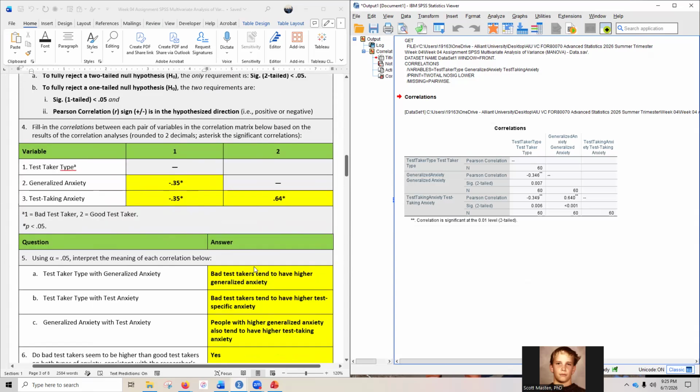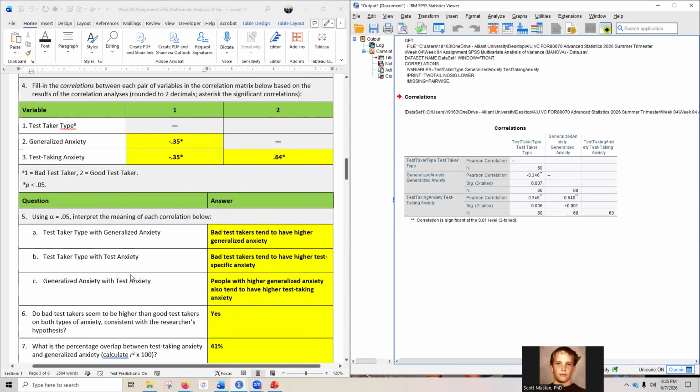All right, and finally, how about generalized anxiety with test-taking anxiety? That's right here. This guy, positive 0.64, so as one goes up, the other one tends to go up. This tells you that people who tend to be higher on test-taking anxiety also tended to be higher on generalized anxiety. So a positive relationship. One goes up, the other goes up. 0.64 is the correlation for that.